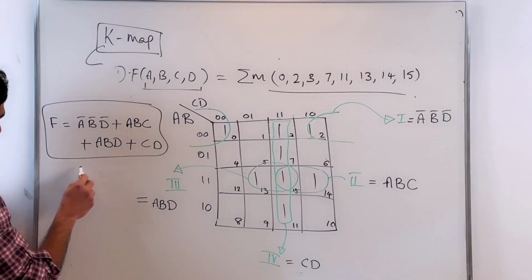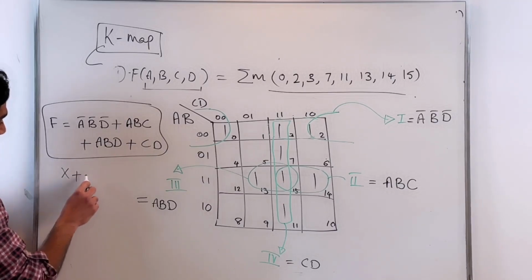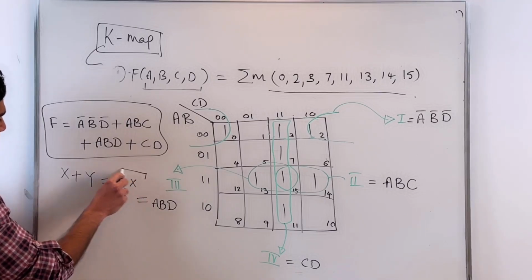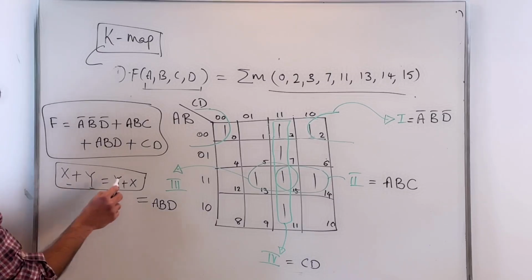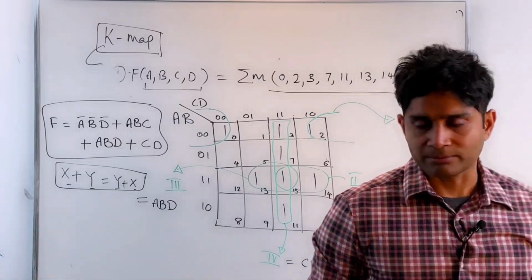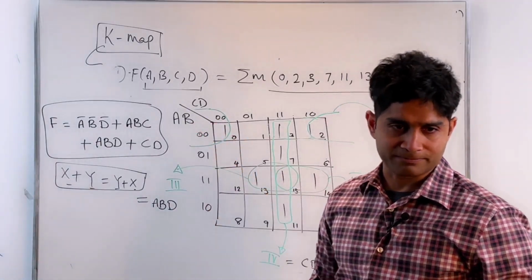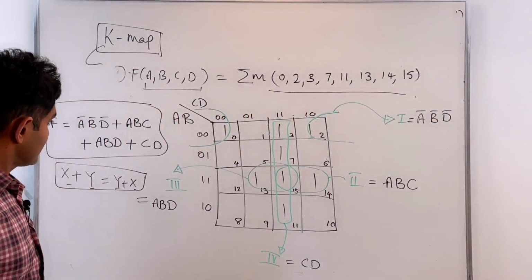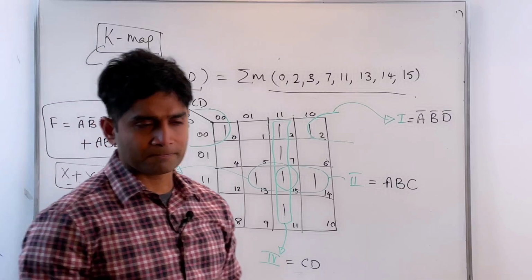In Boolean algebra, we have the commutative law, which says x plus y is the same as y plus x. The order of placing these variables really doesn't change the value of the function. So I can place them in any order. That should be fine. Okay. All right. Any questions on that?